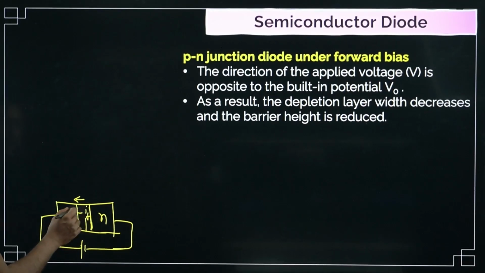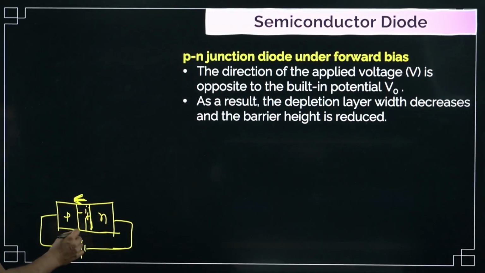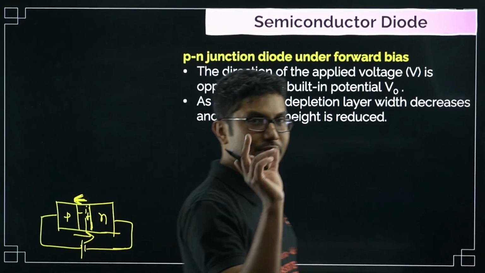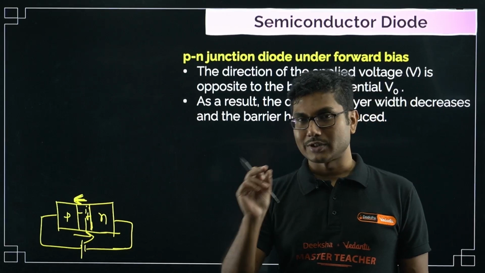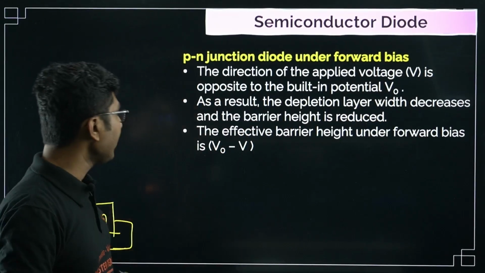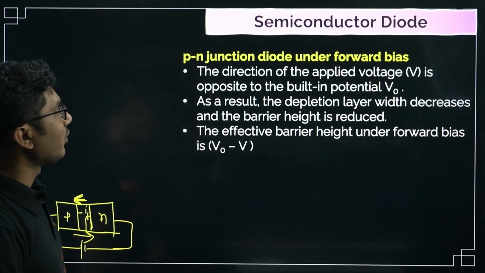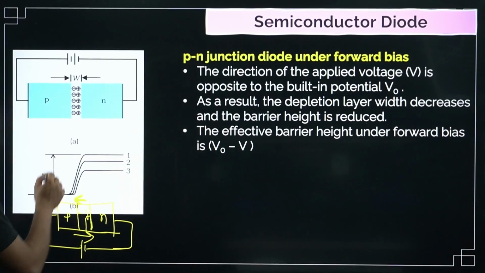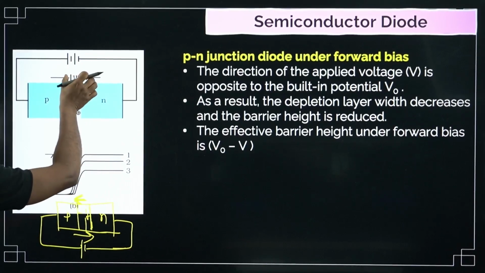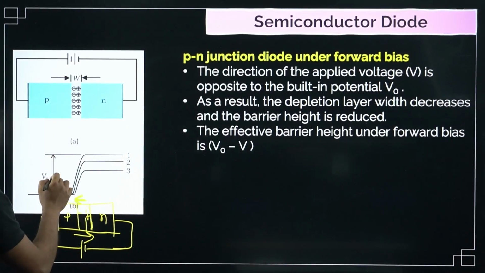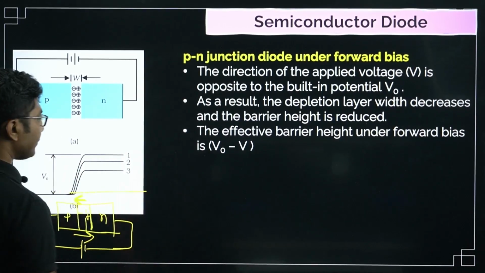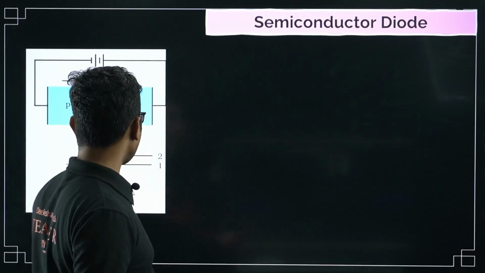This is the barrier potential, the barrier electric field, and when you apply the battery, the current is trying to pass in this direction, and that is why the depletion region gets narrower and smaller. The effective barrier height under forward bias is V0 minus V. As you can see, if you increase the voltage, the width decreases, and as you increase the applied voltage, the barrier potential keeps decreasing until it becomes 0 when the voltage is more than that value.